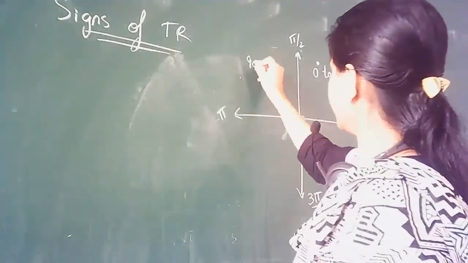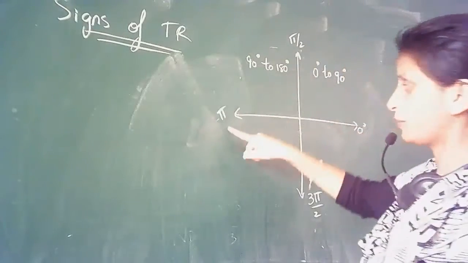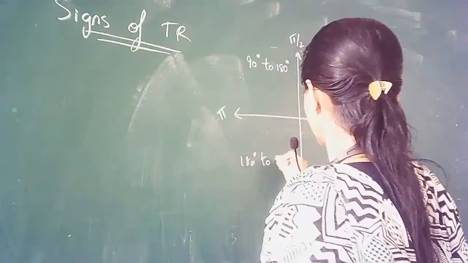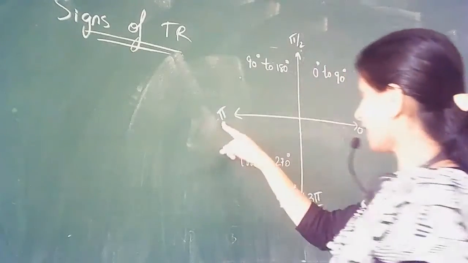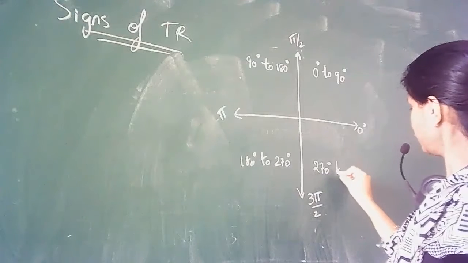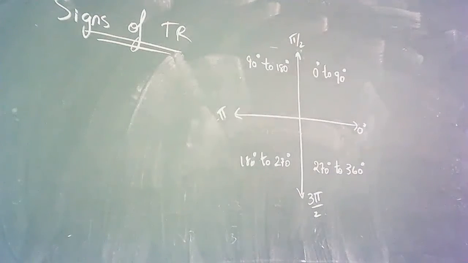Next is 90 degree to 180 degree, that is pi by 2 to pi. Here it is 180 degree to 270 degree, that is pi to 3 pi by 2. Lastly, 270 degree to 360 degree. 360 degree means it completes one full rotation, right?